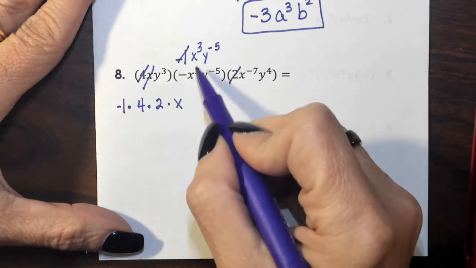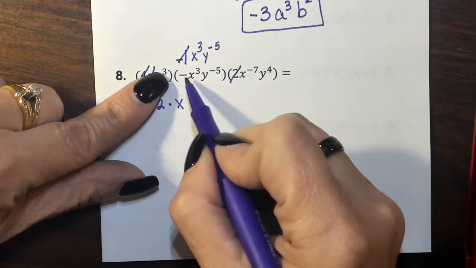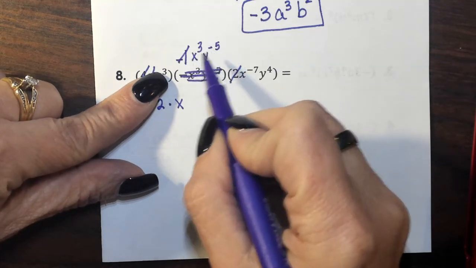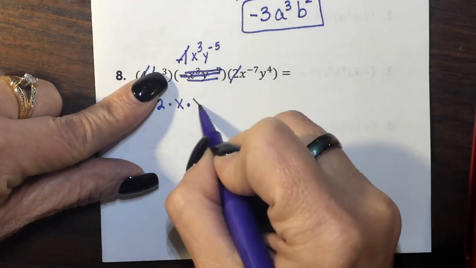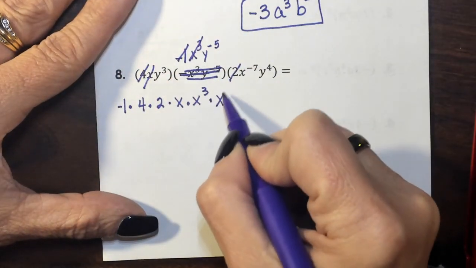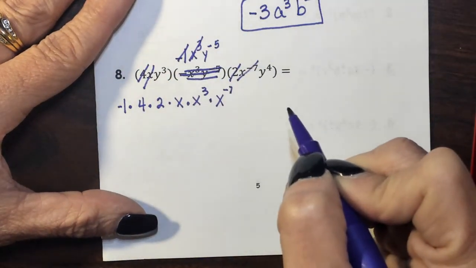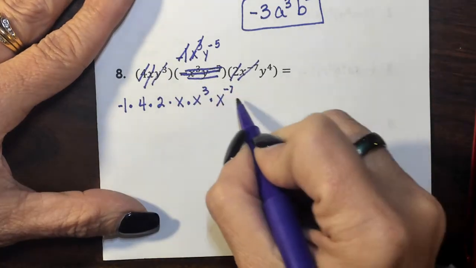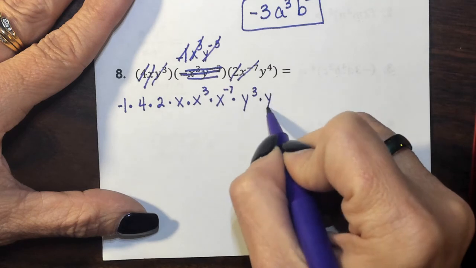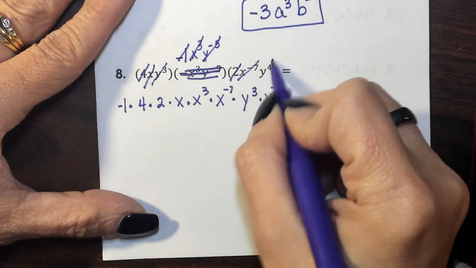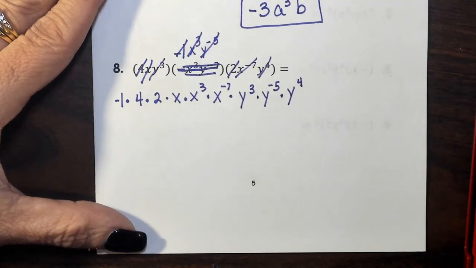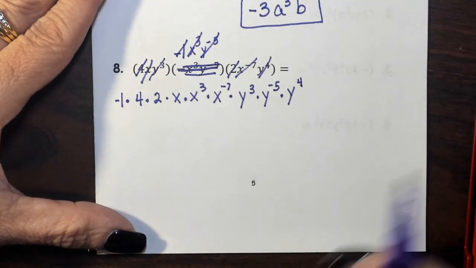Okay. Now, that negative, I'm going to mark this off right here because this is what I'm using. So 3 x's. I'm going to mark it off. And x to the negative 7. y to the 3rd, y to the negative 5, and y to the 4th. Now, if you need to rewind it and see how I did that one more time, do that before you do this math.